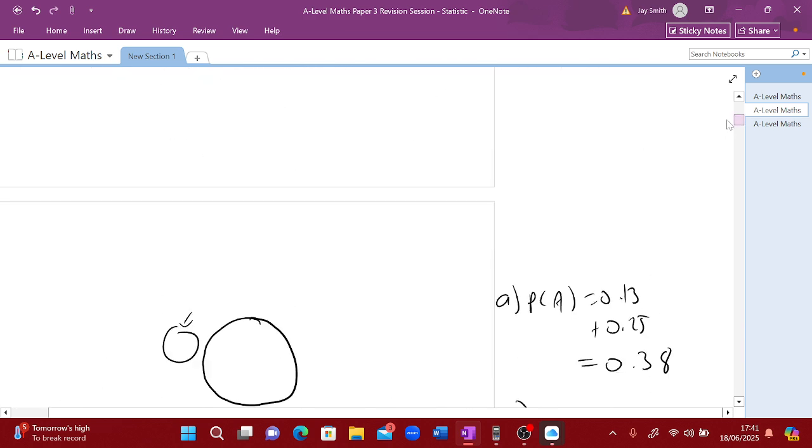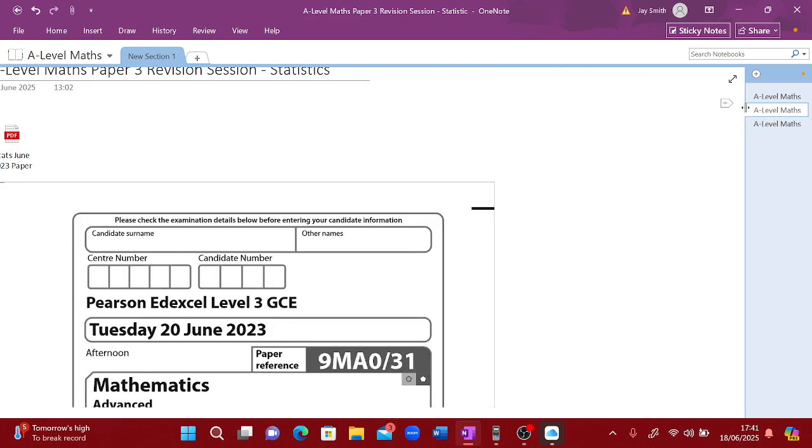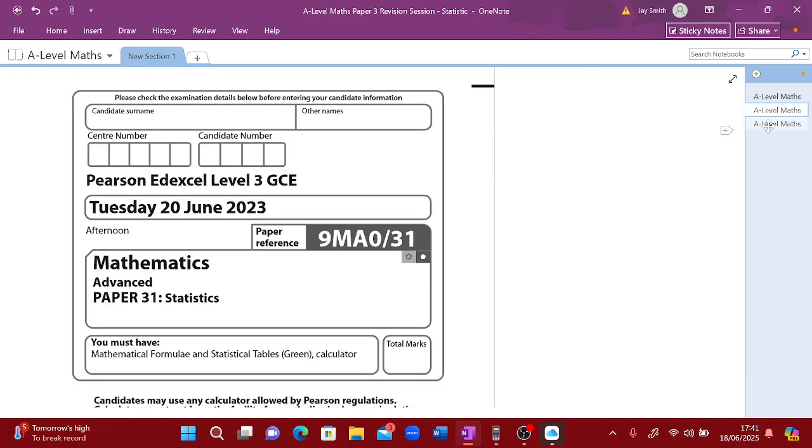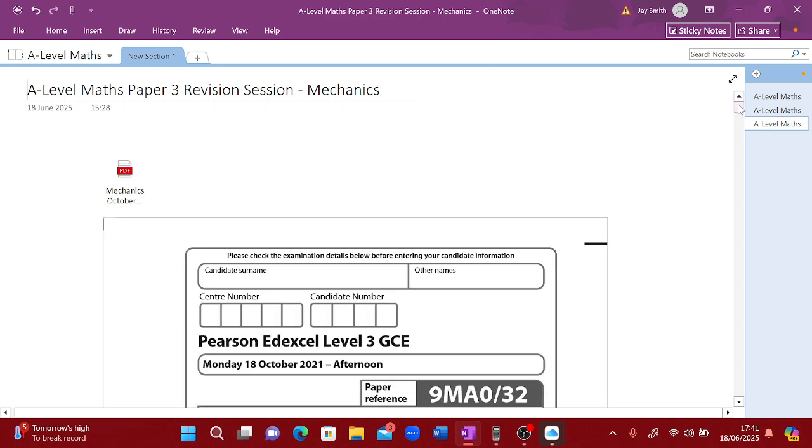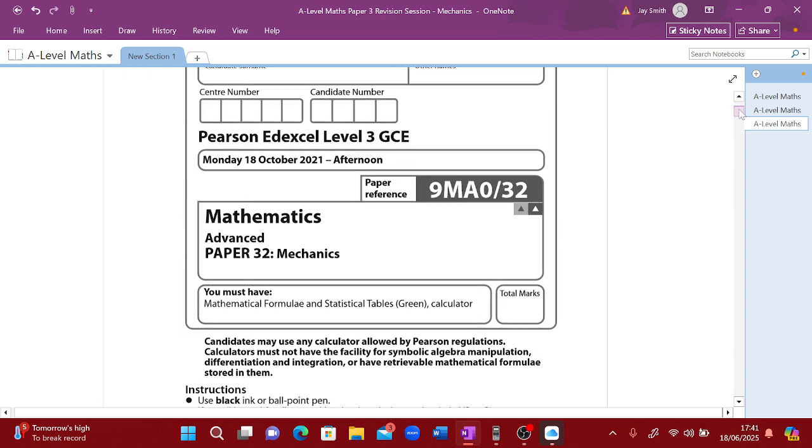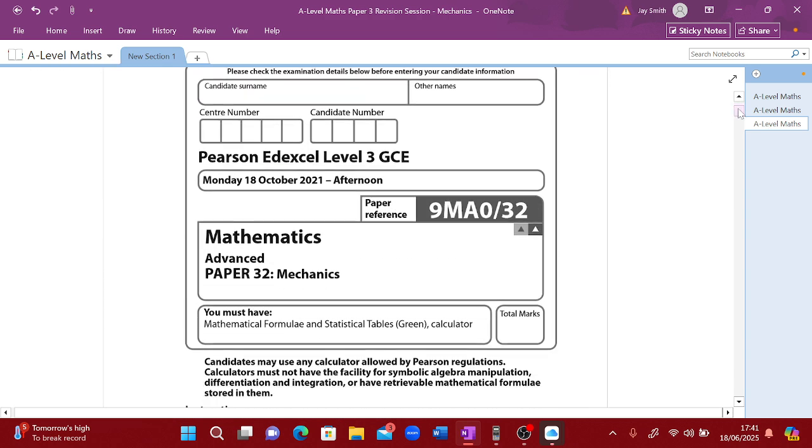Okay, I'm going to switch back to mechanics then, but I'm going to take a toilet break. But obviously, I'll probably edit that out so you wouldn't see that. But then we're going to look at mechanics. And this is from October 2021. Okay, so I'll be back in a sec.